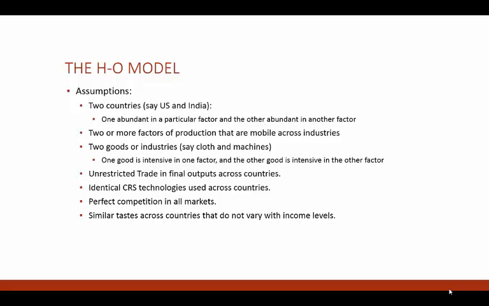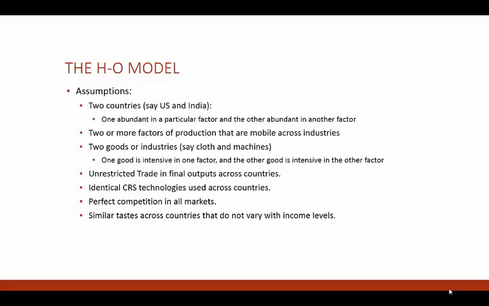The model includes a laundry list of assumptions with interesting conceptual definitions that you need to understand in order to make sense of the dynamics at play. As before, we assume two countries, the United States and India. In particular, we assume that one country is abundant in a particular factor and the other country is abundant in the other factor. Consequently, we assume that there are two factors of production, which are assumed to be mobile across industries.